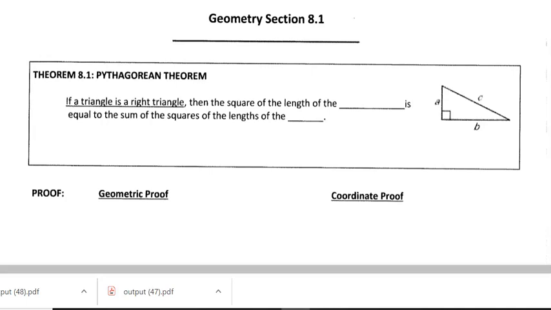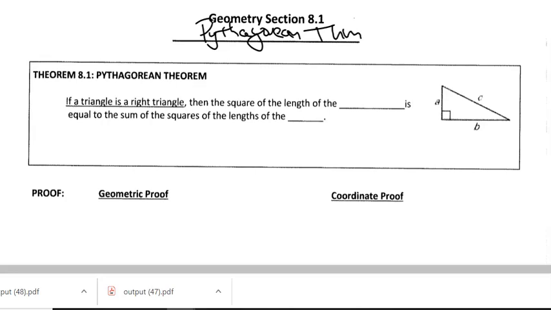All right, welcome back. We are jumping into section 8.1, so we are getting into chapter 8 here. Chapter 8 is going to have to do with a lot of right triangles. 8.1 should be pretty easy because we've actually been using this theorem for quite some time. We're just going to go a little bit more in depth into it. So today's lesson is called the Pythagorean Theorem.